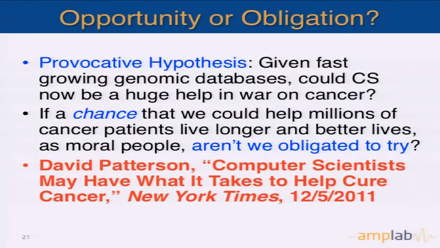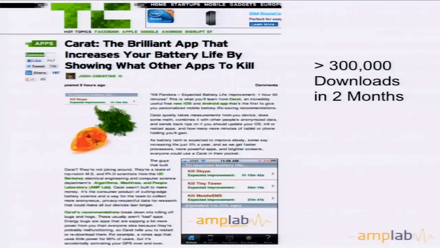Dave Patterson had a nice article in the New York Times at the end of last year about why he feels strongly that computer scientists should work on this problem. And he basically put his money where his mouth is. This is where Dave's been spending a lot of his time on the AMPLab project, is on starting up this cancer genomics project. Curing cancer is important. Another big problem we have is battery life on our cell phones, right?